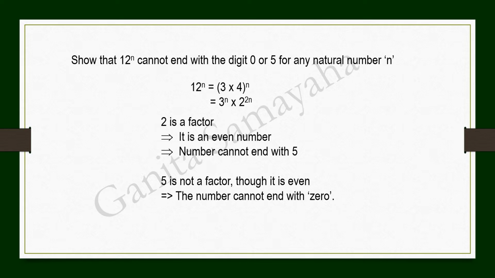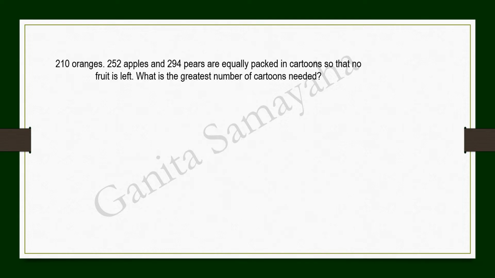Let us go on to discuss the next one. 210 oranges, 252 apples, 294 pears are equally packed in cartons so that no fruit is left. What is the greatest number of cartons needed? So let us understand this problem. We have got 210 oranges, 252 apples and 294 pears. All of them are packed in carton boxes and each carton box must have the same number of fruits.